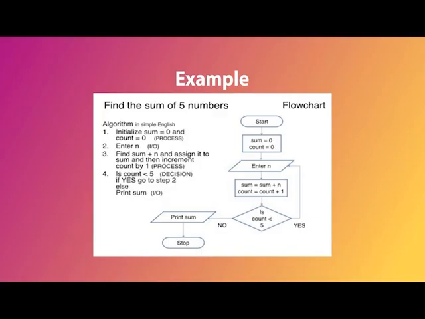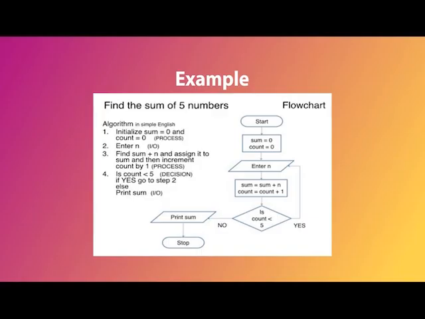Now let's see how this algorithm is mapped into a flowchart. We are using a symbol start, and we are clearly saying that some inputs are required, that is sum equal to 0 and count equal to 0, and we are initializing the variables sum equal to 0 and count equal to 0, and then we are entering number n. Now, we are adding number n into the sum, which is initialized to 0. So now the new sum will be equal to n, and count will be incremented to 1. Earlier count was 0, so now it is 0 plus 1, that is 1.